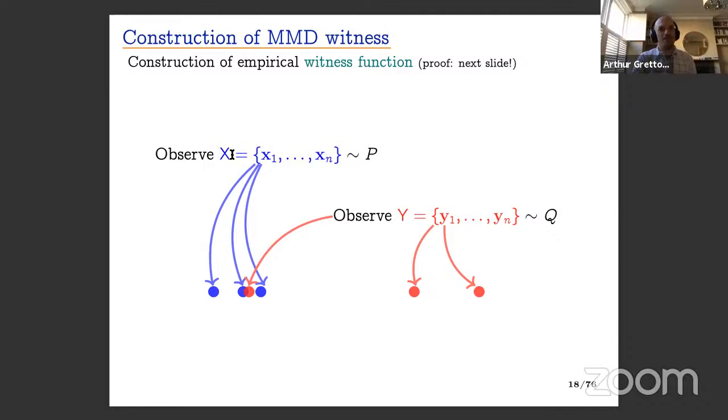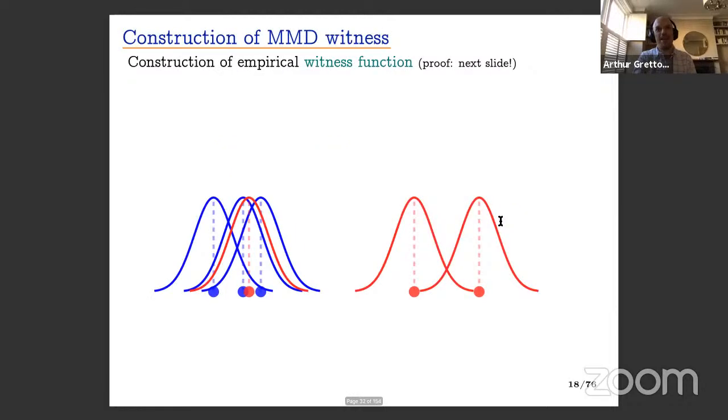Let's say that I have points x1 through xn drawn from P, and points y1 through yn drawn from Q, and I want to plot the witness function for these two sets of points. I'm going to first show you how I plot the witness function, and then I'm going to show you why that's the answer. So the how is the following.